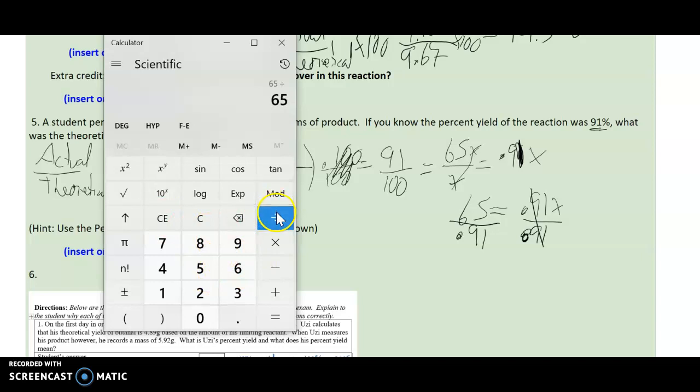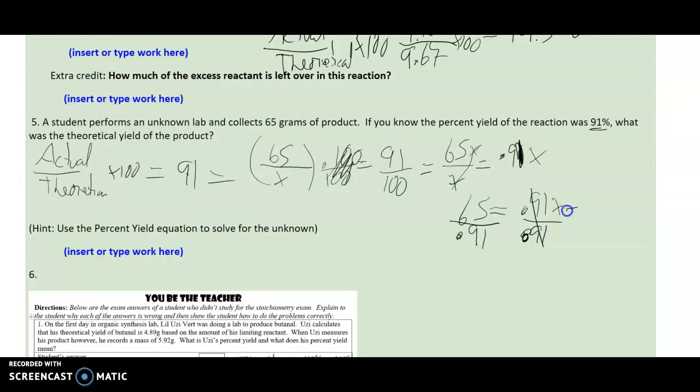65 divided by 0.91 equals 71.43. It's not correct yet. I need to update my units. What are the units I'm looking for? I know I'm looking for grams. Grams of what? It doesn't tell me. So my theoretical yield is 71.43 grams, I'll say, of product. So those are two ways you can do that one.